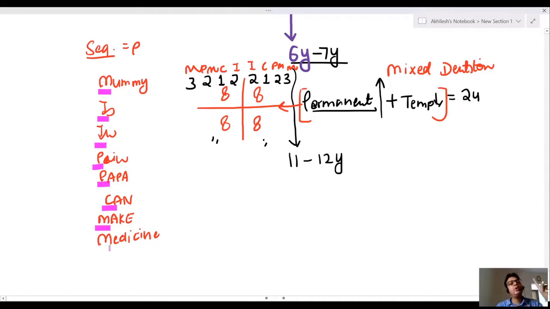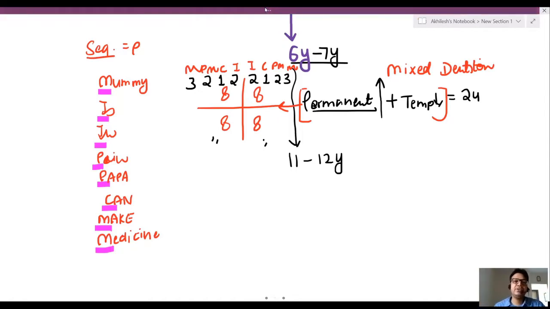MIIPPPCM. Actually, you have to pick the first alphabet. No, doctor, don't write it down. Just try to understand. Ghar ja ke aaram se padhna bahut easy hai. Don't try to write it down. It's very simple. Mummy is in pain, papa can make medicine.